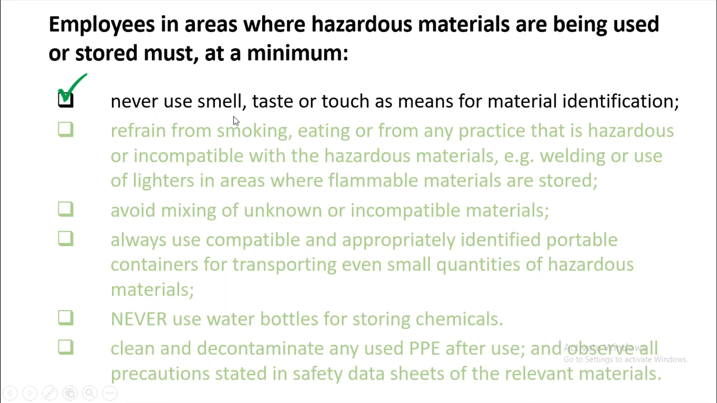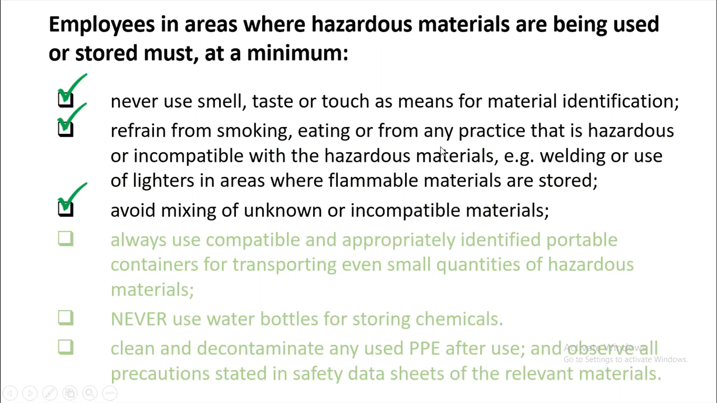What you need to do is check the label on that chemical, or if you are not trained, coordinate with trained persons to identify such chemicals. Refrain from smoking, eating, or any practice that is hazardous or incompatible with hazardous materials. Example: welding or use of a lighter in areas where flammable materials are stored. This is very clear. If you introduce fire, then it will be a disaster in the hazardous materials storage area.